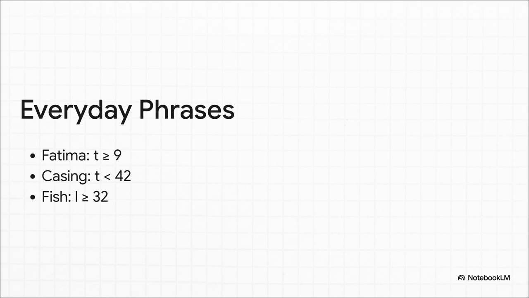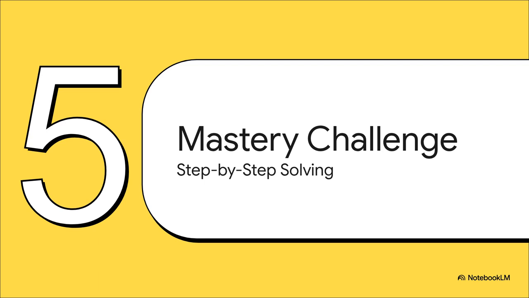Or take Madam Chen, who gives each neighbor not more than 0.2 of a kilogram of cake. Not more than means it could be exactly that amount or less, so we use the less than or equal to symbol. Once you actually know the code, you start seeing it literally everywhere. Time to put it all together. Section 5, Mastery Challenge. Solving inequalities step by step.